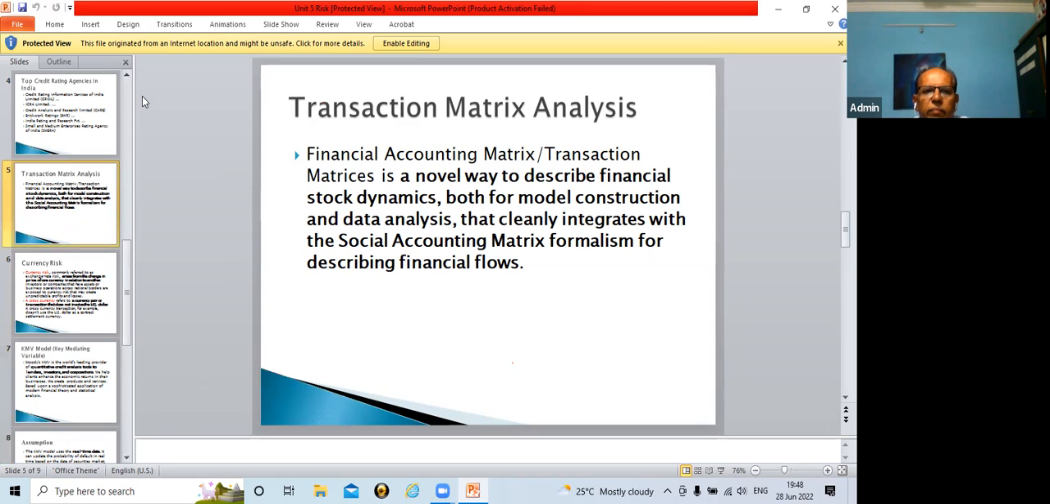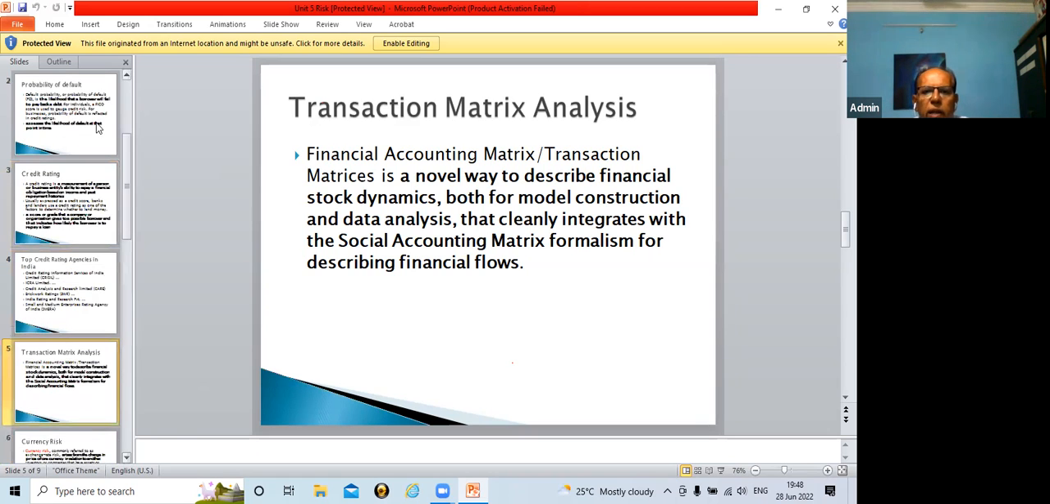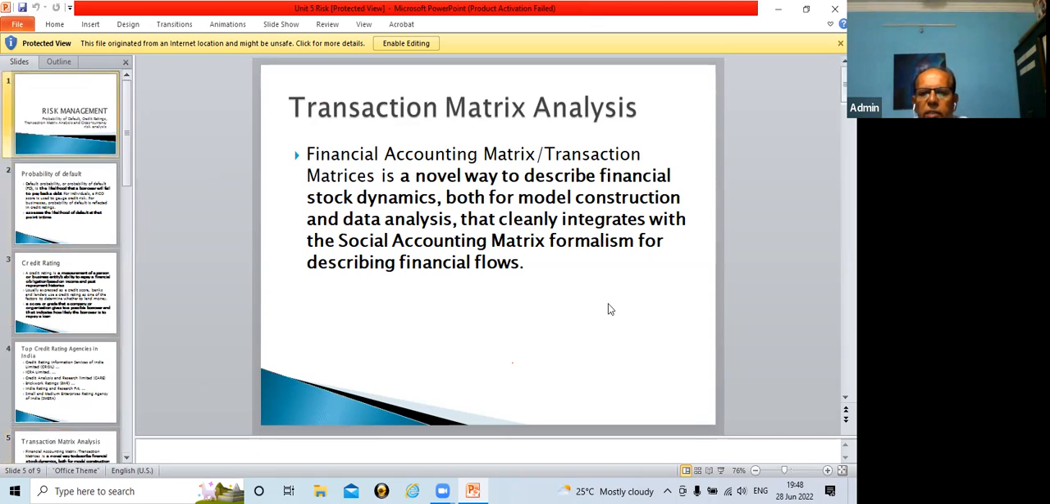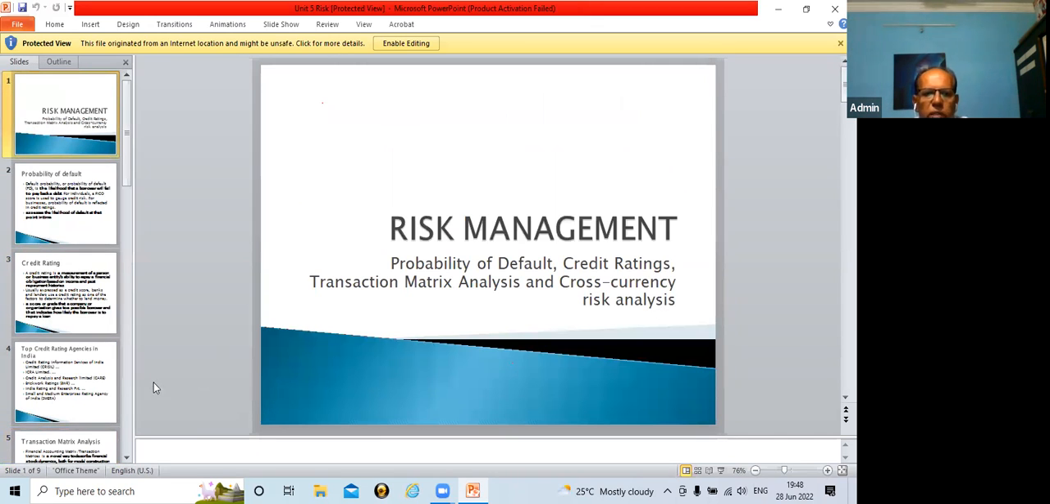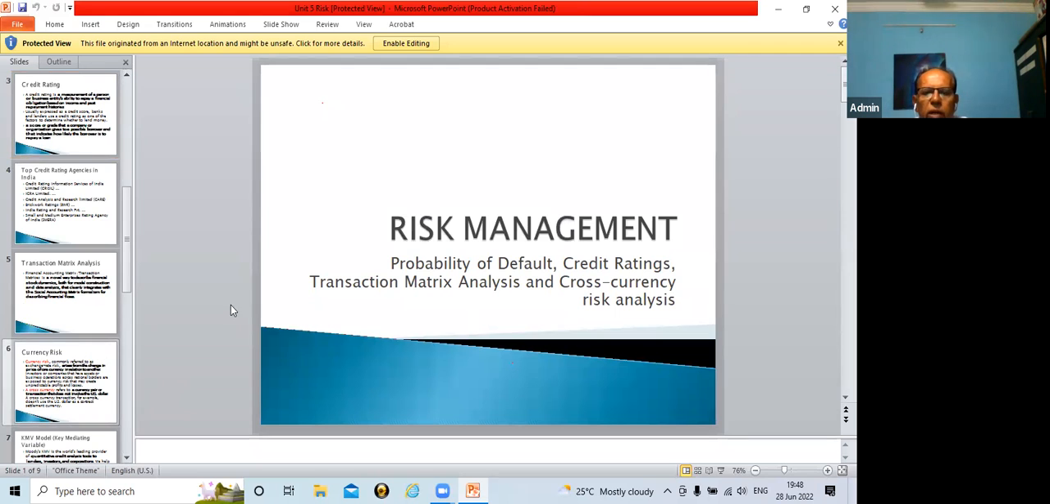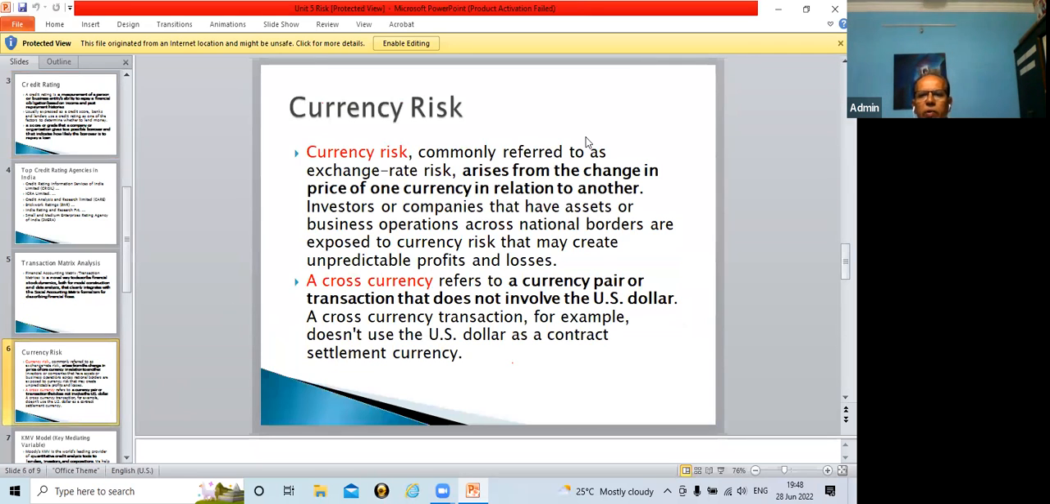Then, as we have seen in the first slide, after transaction matrix analysis comes cross currency risk analysis. Now what is cross currency risk analysis? As you know, currency risk is commonly referred to as exchange rate risk. If you remember, in the last semester we learned international finance. There we saw the exchange rate between the Indian rupee and dollar, Indian rupee and euro, Indian rupee and yen, and so on.